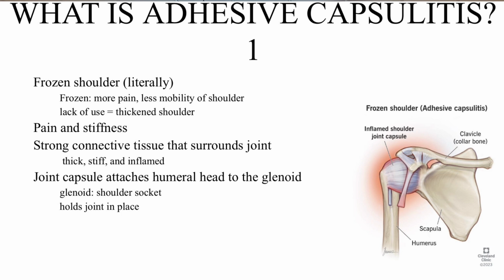Adhesive capsulitis is frozen shoulder, literally. I just think of it as something being in an ice cube and it can't move. It appears as more pain and less mobility of the shoulder. Its lack of use results in a thickened shoulder.